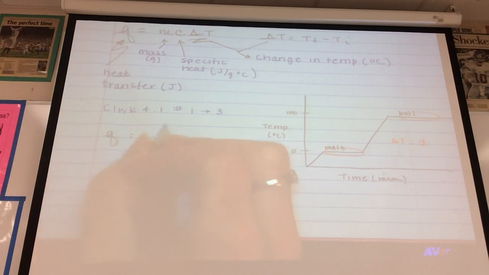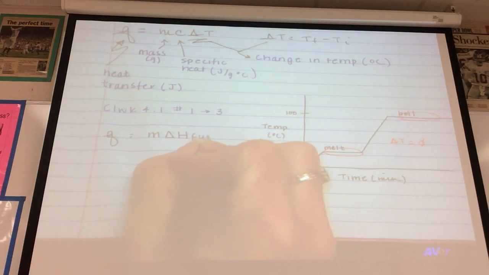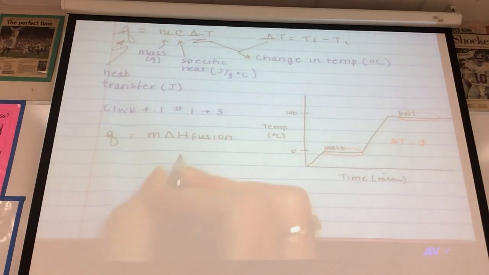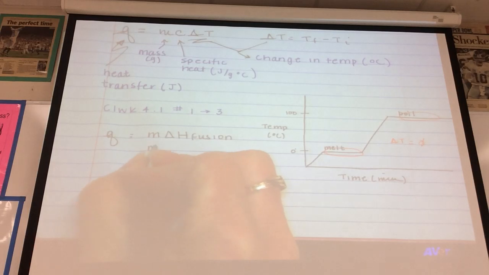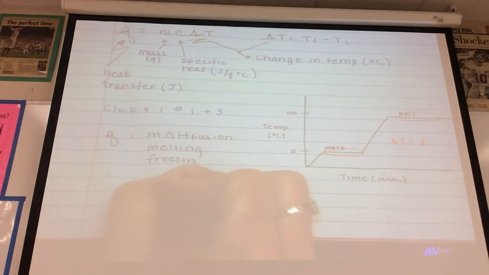You either can use Q is equal to m, the mass, times delta H of fusion, and you'll use this formula for melting or freezing. Melting, the delta H of fusion is positive. For freezing, it is negative. We'll talk a little bit more about that in a minute.